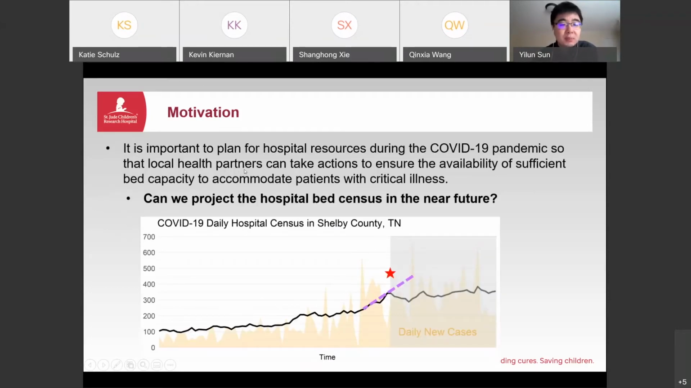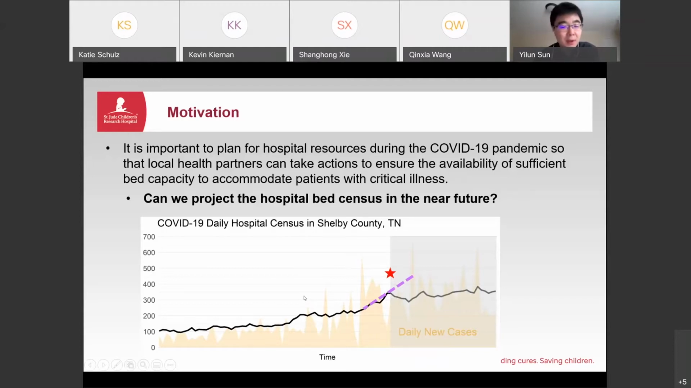It is important to plan for hospital resources during the COVID-19 pandemic so that local health partners can take action to ensure the availability of sufficient bed capacity to accommodate patients with critical illness. To achieve this goal, one question commonly asked is, can we project the hospital bed census in the near future? One way we can do this is to use the past hospitalization data to project the future trend.